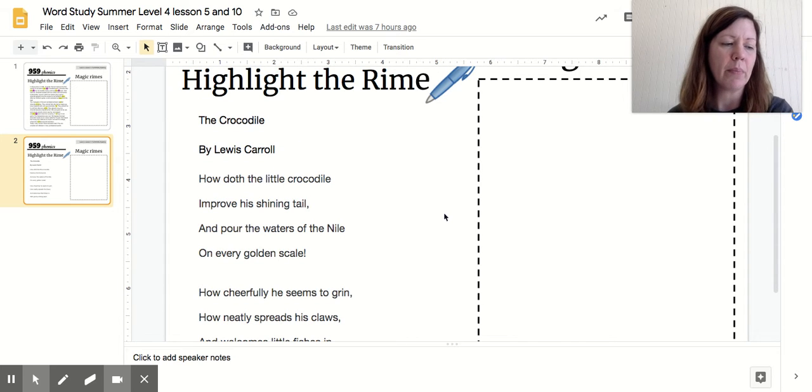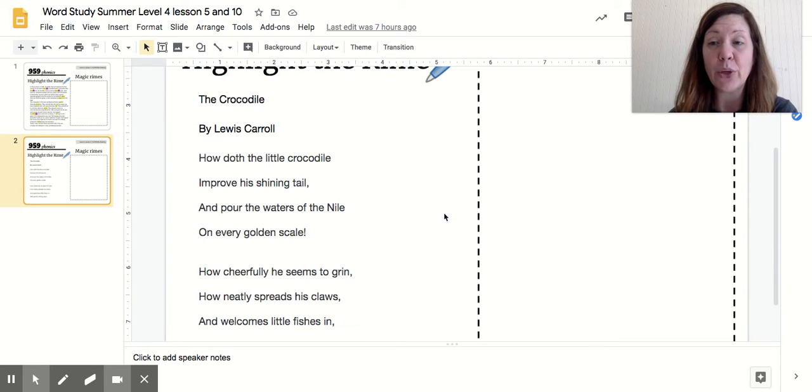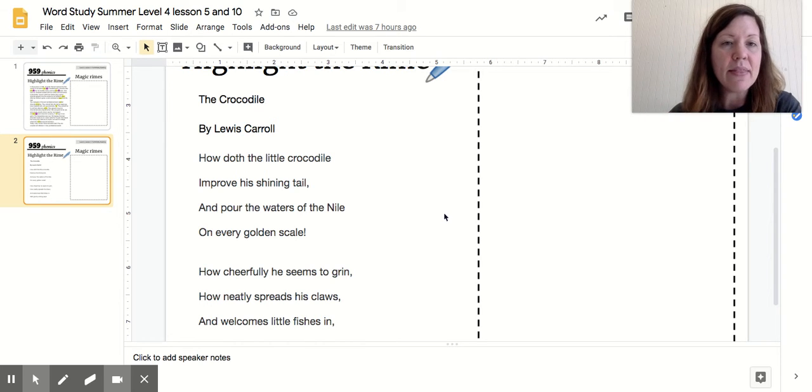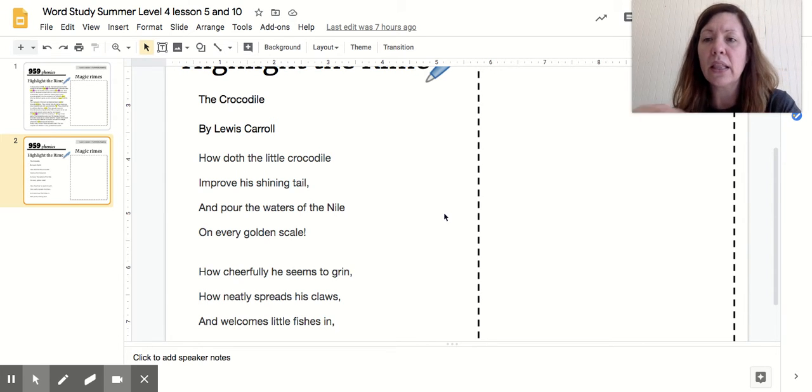Today we have a poem called The Crocodile. It was written by Lewis Carroll. Lewis Carroll also wrote Alice's Adventures in Wonderland. So if you've seen the movie Alice in Wonderland or read the book, he wrote that. And this one is called The Crocodile. It talks about this crocodile who's living on the Nile River.